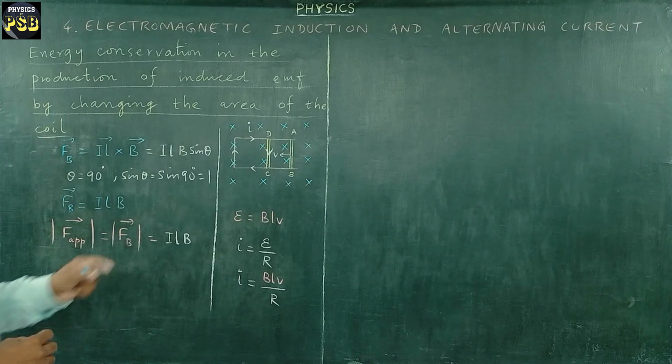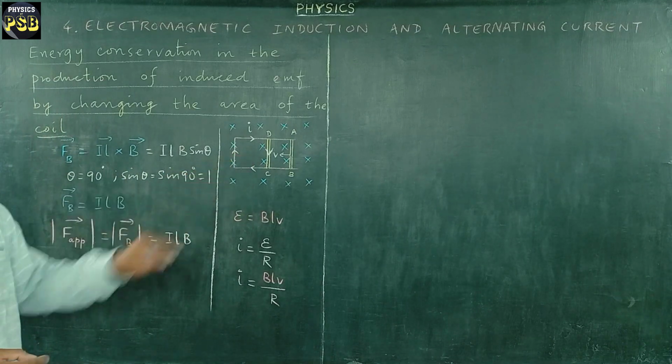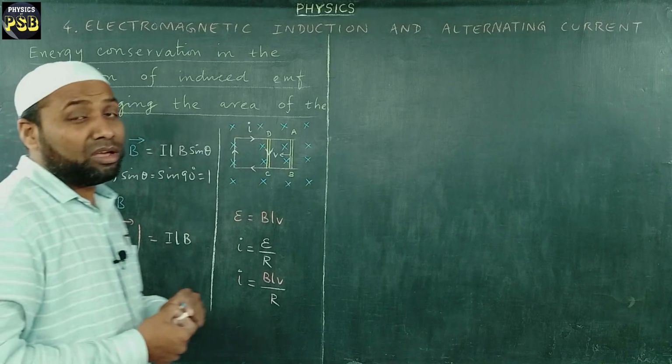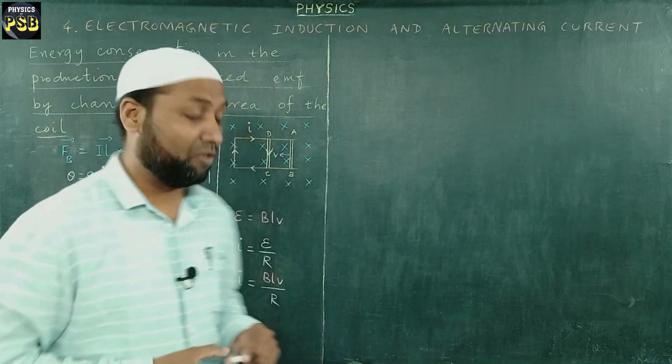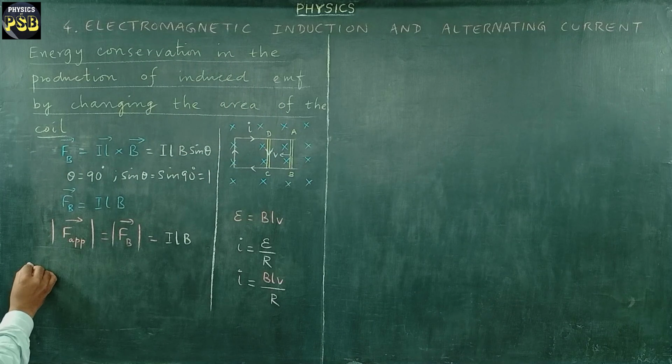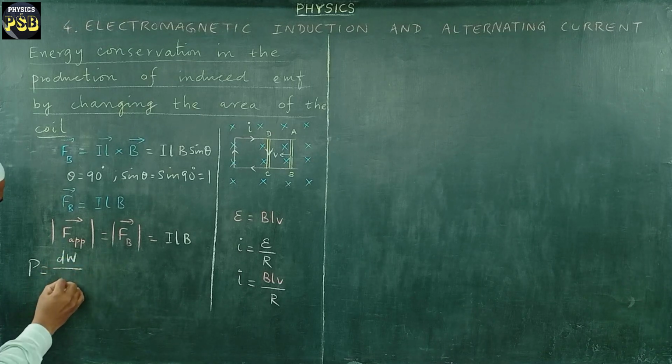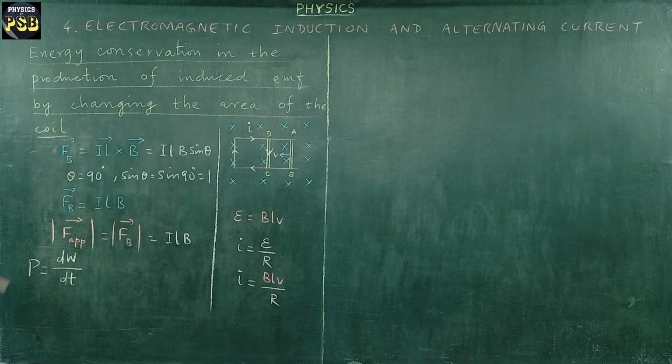Now, I told you that to move this we need to do some mechanical work. The rate of doing work is referred to as power. Power is the rate of doing work. That I have to calculate now. That is, work done in a given time. The rate of doing work is power.